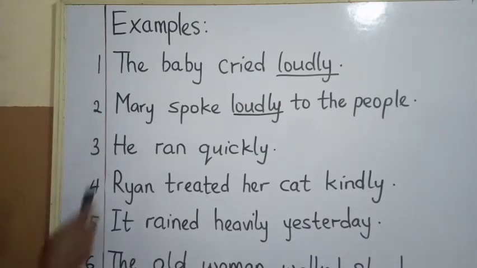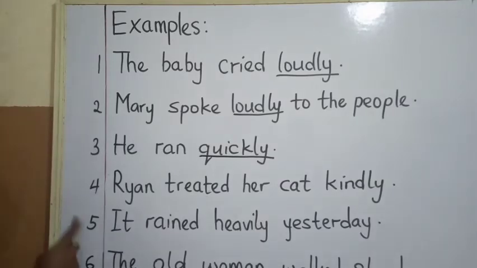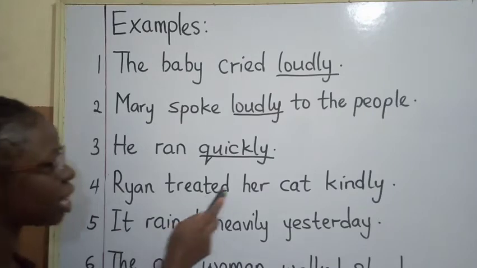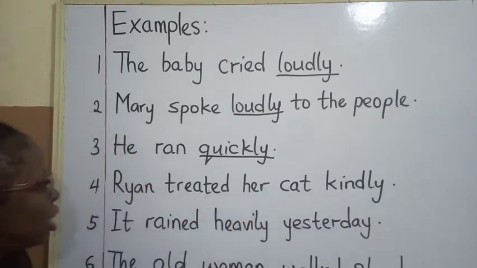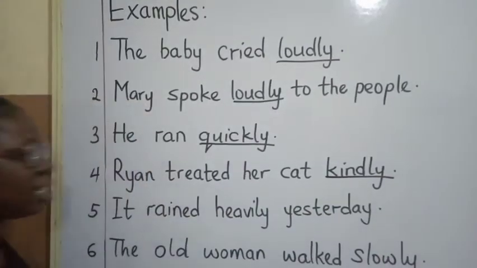Number 3, he ran quickly. Someone ran. How? How did that person run? Quickly. So quickly is the adverb. 4, Ryan treated a cat kindly. How did she treat a cat? That is what? Kindly. And that is the adverb there.